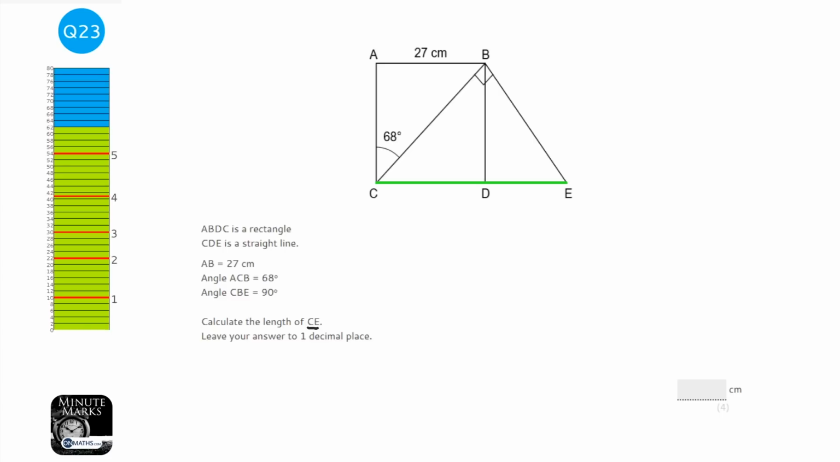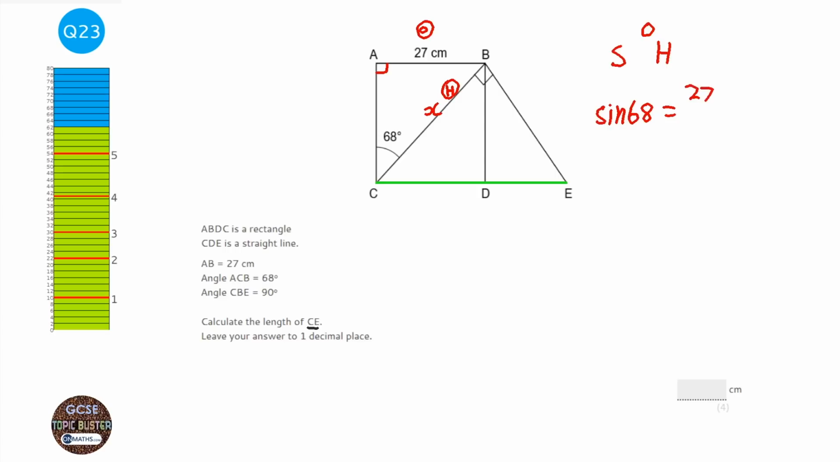Now what I'm going to do is just label this X. And I realise that it needs to be trigonometry, because this is a rectangle, that's a right angle. So I'll need to use trigonometry for it. So we've got opposite and we've got the hypotenuse. So we're going to use sine. So SOH. So it's going to be sine 68 equals 27 over x. And I'm going to times both sides by x and divide both sides by sine 68. So that gives me x equals 27 over sine 68.